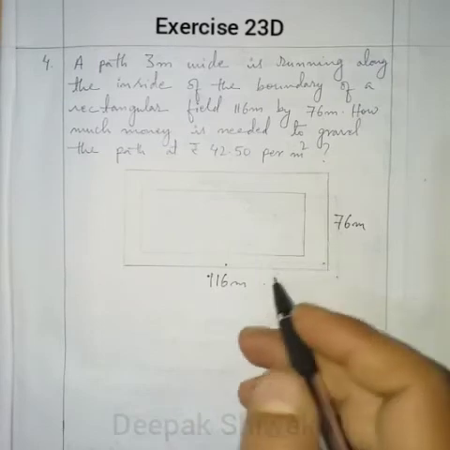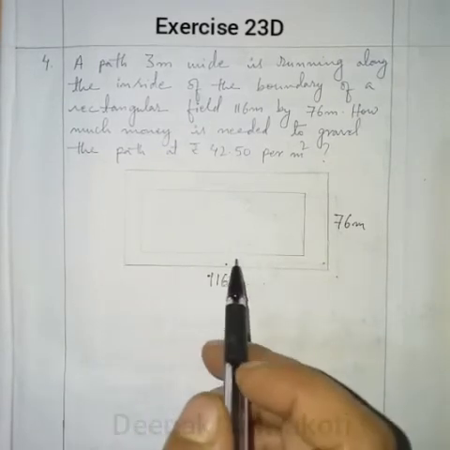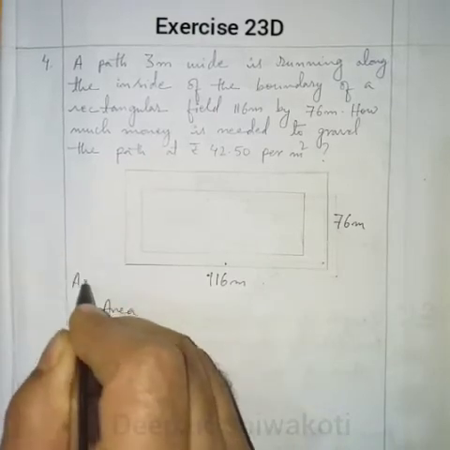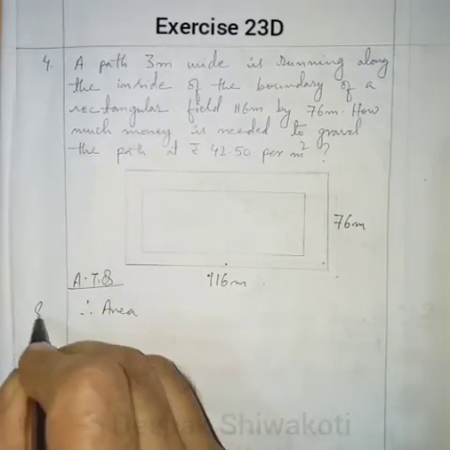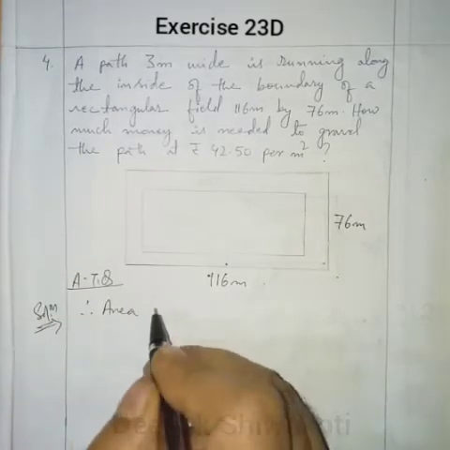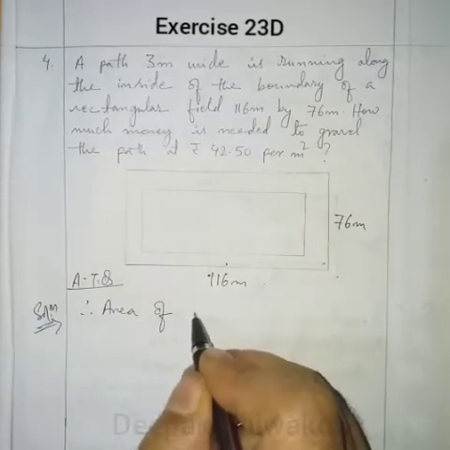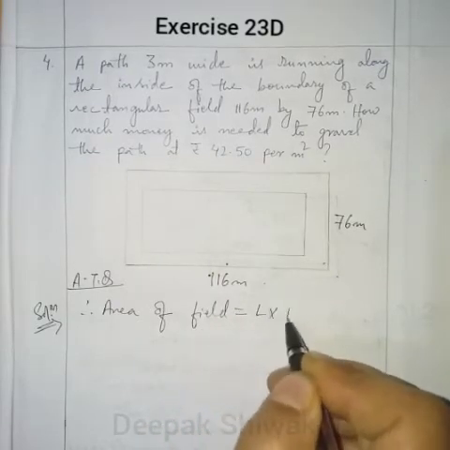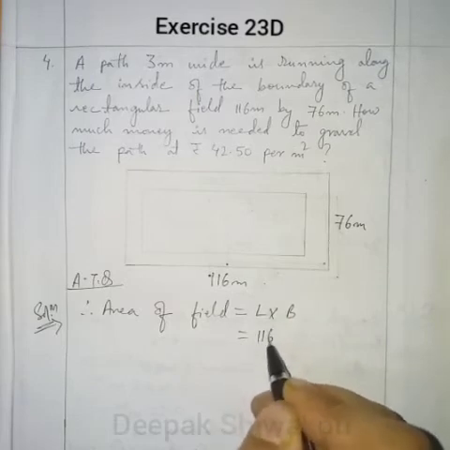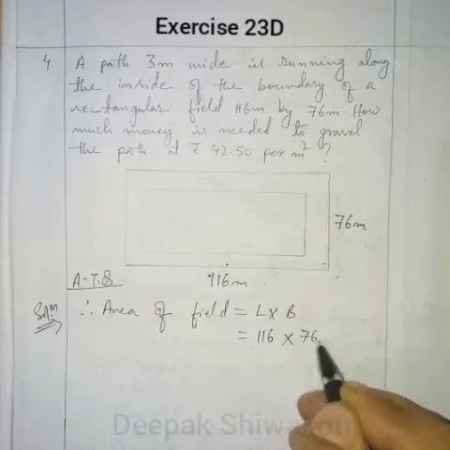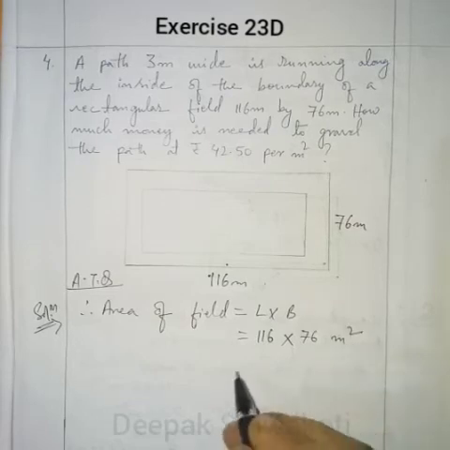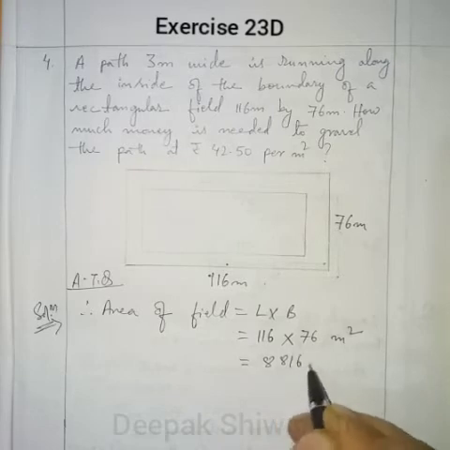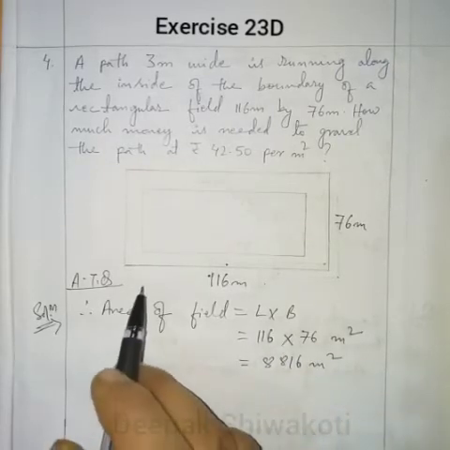With these two pieces of information we can find the area of the rectangular field. So the solution will be: area of a rectangular field. Area of field will be equal to length into breadth. Length is 116 meter and breadth is 76 meter, and the area is in meter square. So when you multiply this we get 8816 meter square, the area of the rectangular field.